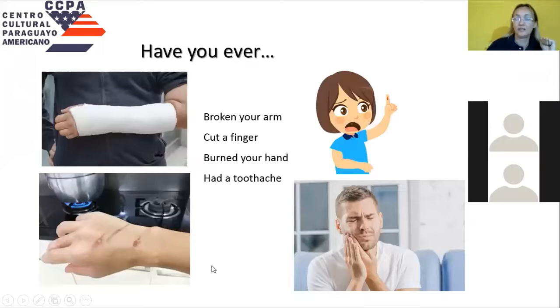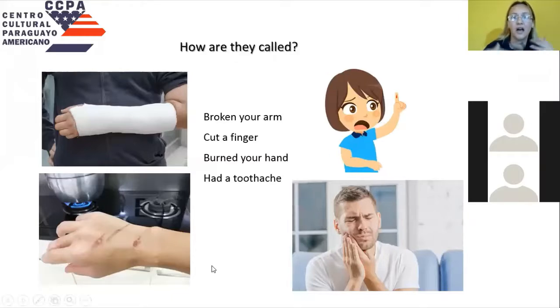Okay, so now that we did this, how are they called? Broken your arm, cut a finger, burned your hand, had a toothache. Well, had a toothache, maybe it's not in this category, but since I use this picture, I wanted to introduce it as part of vocabulary. Can you write in the chat box? How are they called? Broken arm, cut finger, burn your hand. Do you have any idea?